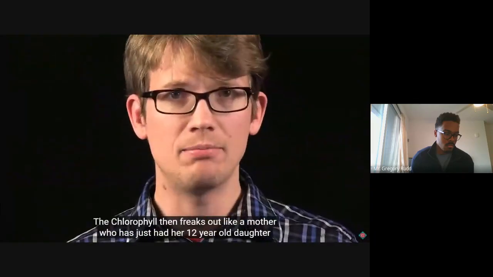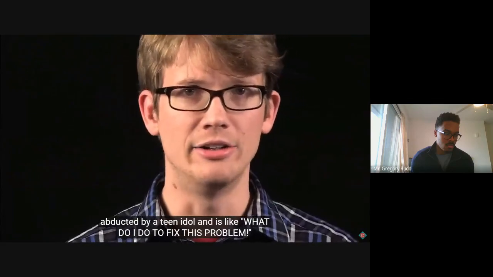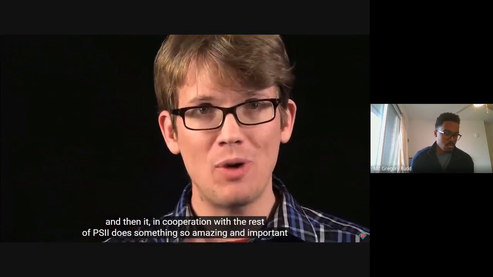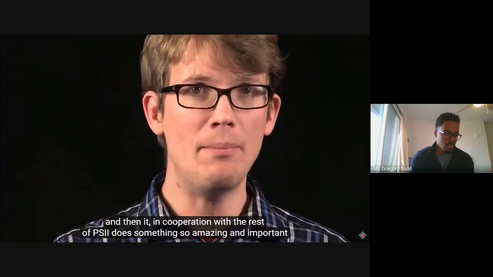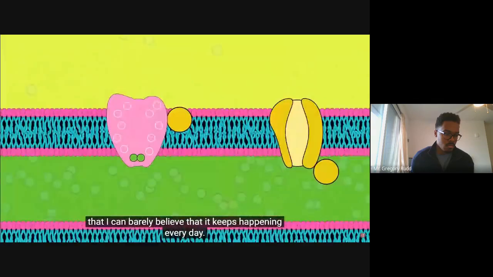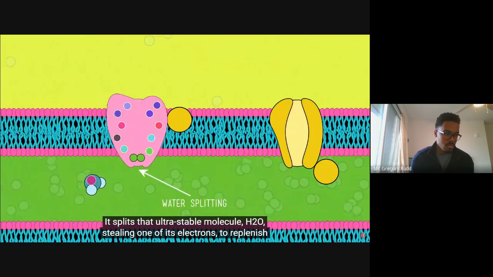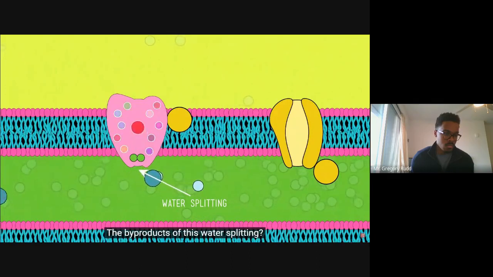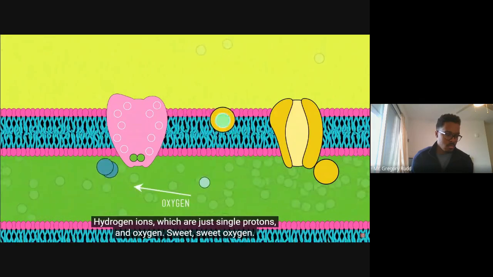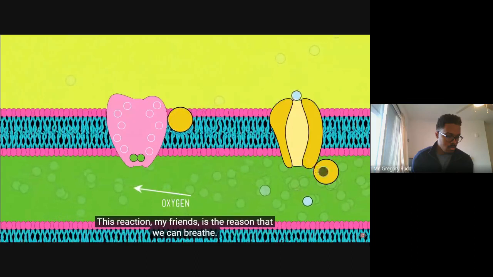The chlorophyll then freaks out like a mother who has just had her 12-year-old daughter abducted by a teen idol and is like, what do I do to fix this problem? And then it, in cooperation with the rest of Photosystem 2, does something so amazing and important that I can barely believe that it keeps happening every day. It splits that ultra-stable molecule, H2O, stealing one of its electrons to replenish the one it lost. The byproducts of this water splitting are hydrogen ions, which are just single protons, and oxygen. Sweet, sweet oxygen. This reaction, my friends, is the reason that we can breathe.